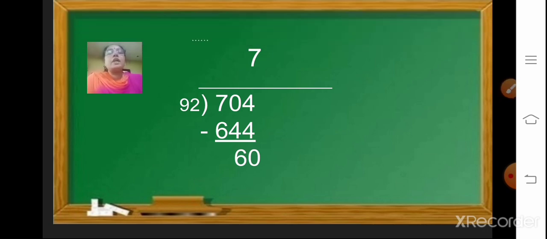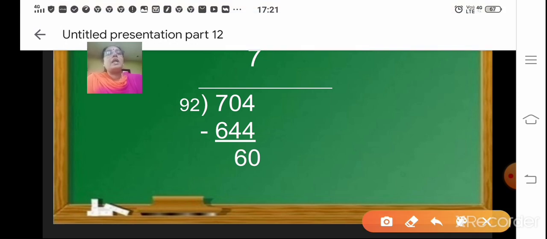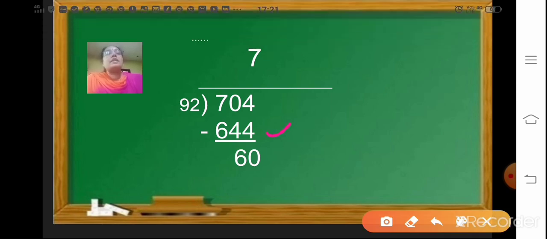Again we'll do a guesswork. Take these two numbers, 70 divided by 9. 9 eights is 72, which is greater than 70, so we'll go for 9 sevens. 9 sevens is 63, which is less than 70. So we'll take 92 7 times. 92 multiplied by 7 gives you 644. When you subtract, 704 minus 644, you will get the remainder as 60.